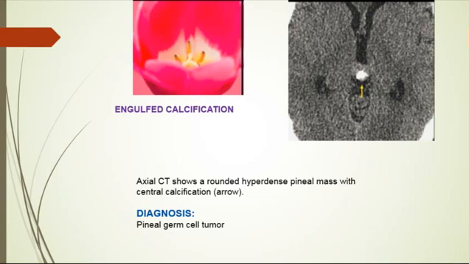Germ cell tumors tend to grow around and engulf the pre-existing pineal calcification, while the pineal parenchymal tumors, pineoblastoma and pineocytoma, explode or expand the pineal calcification. Okay, we'll see something about it later.